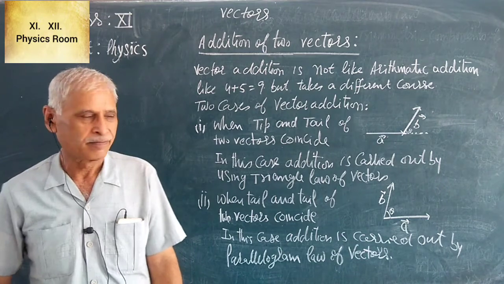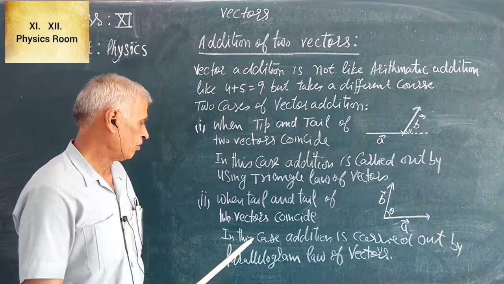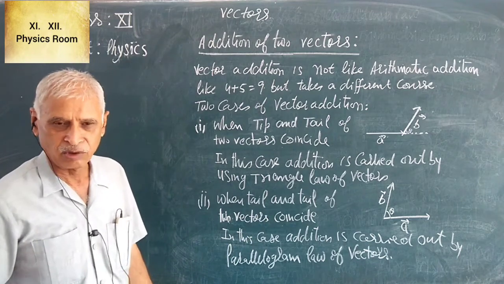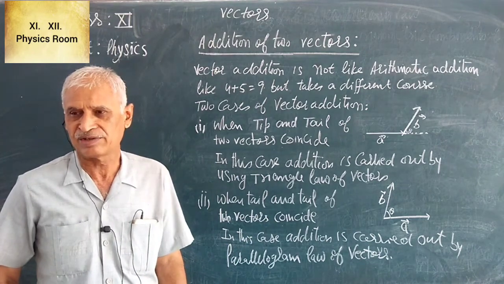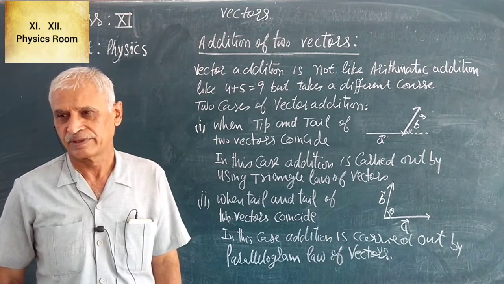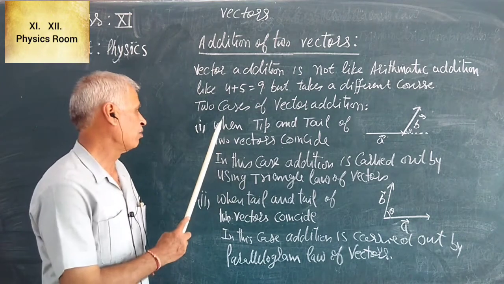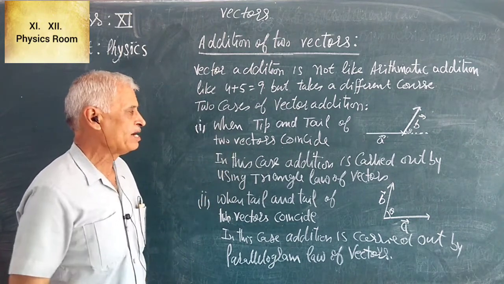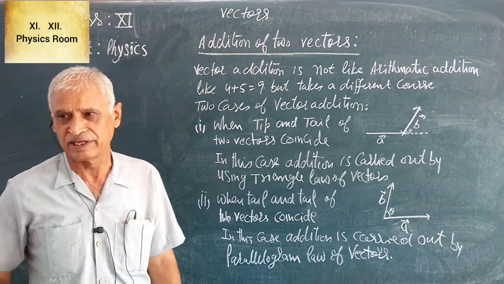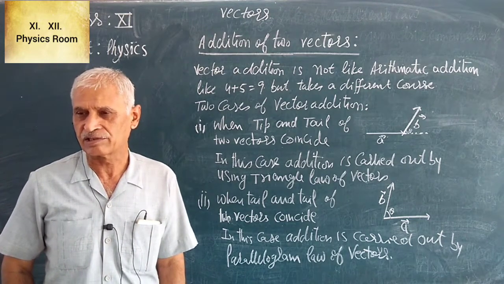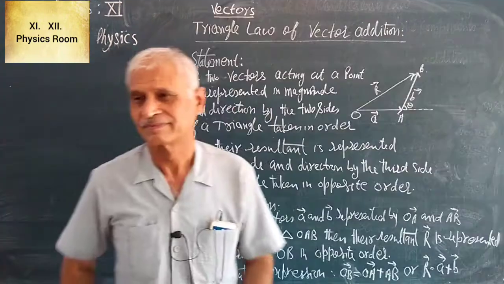I repeat, when tail and tail of two vectors coincide, then addition is carried out by parallelogram law of vectors. So let us take up one by one. First we take up the first case, when tip and tail of two vectors coincide, and we use triangle law of vectors. Now let us see how it happens.